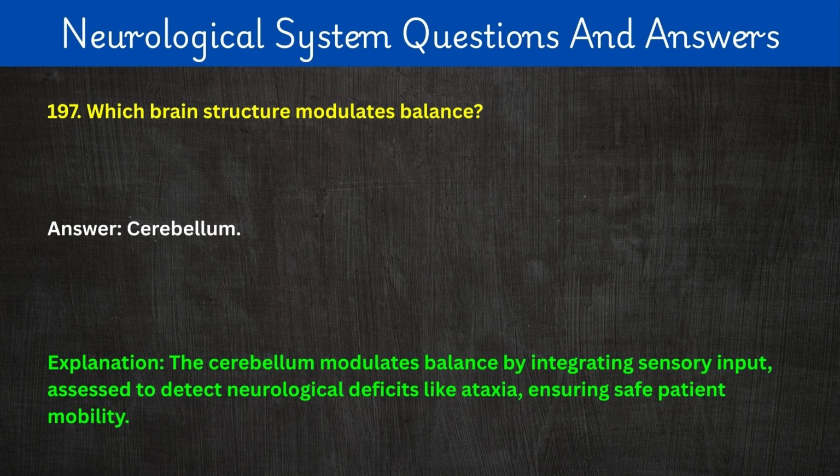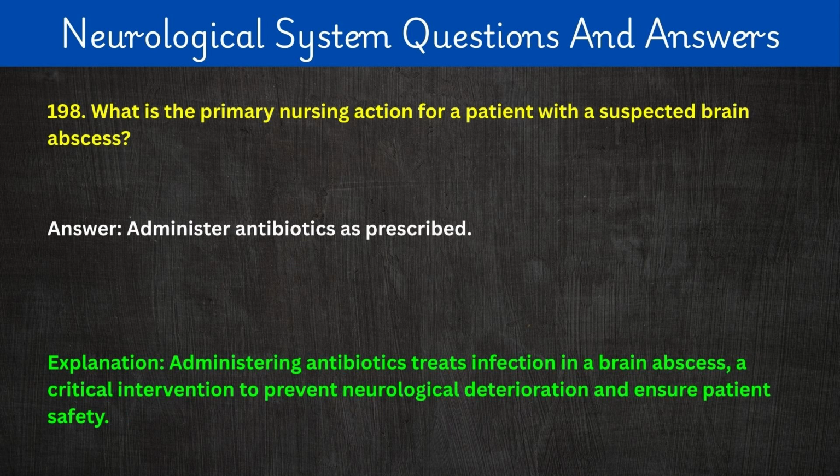Answer: cerebellum. Explanation: the cerebellum modulates balance by integrating sensory input, assessed to detect neurological deficits like ataxia, ensuring safe patient mobility. 198. What is the primary nursing action for a patient with a suspected brain abscess?